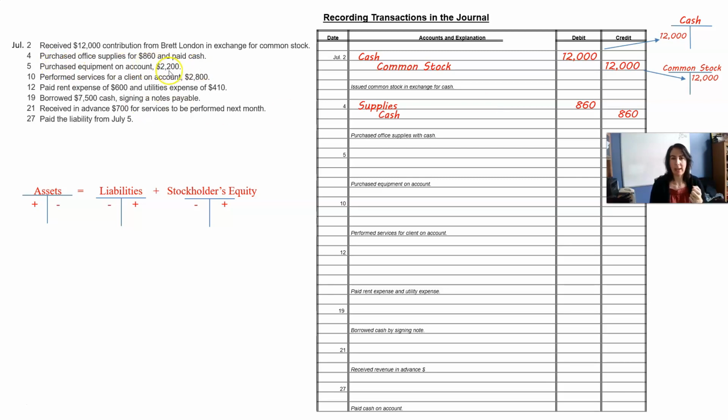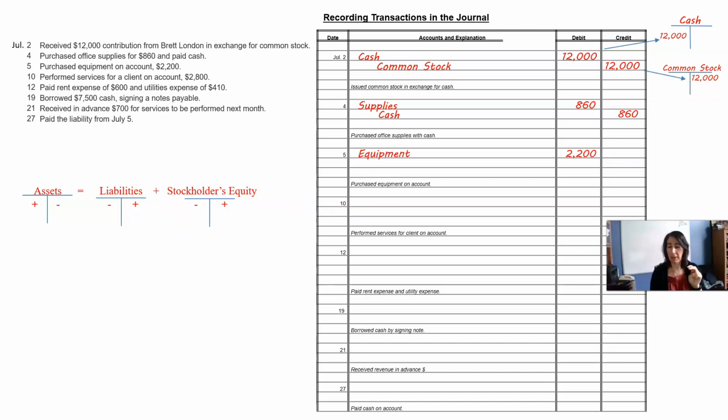Purchased equipment on account. On account makes you think what? Accounts receivable or accounts payable. In this case, we owe someone. So we're going to be dealing with an accounts payable. But we got equipment. So equipment is an asset. So we get two accounts, equipment and accounts payable. We're getting equipment, that's an asset. And we're getting a liability of accounts payable. That's going to be your credit because you're increasing it. So debit equipment, credit accounts payable.